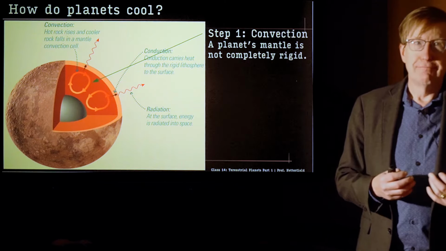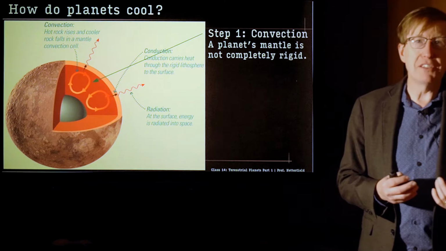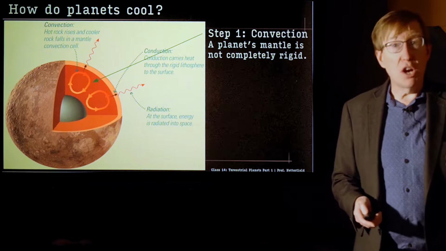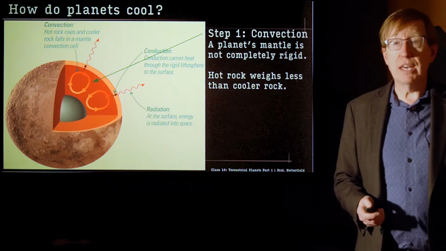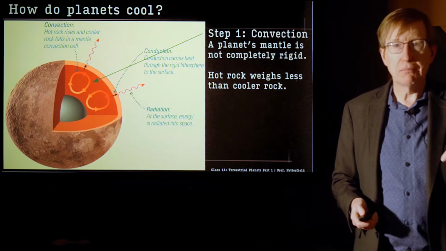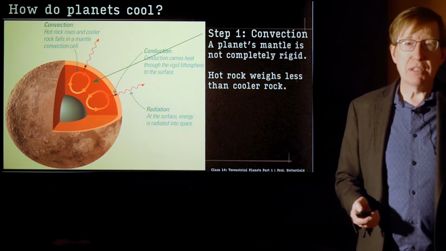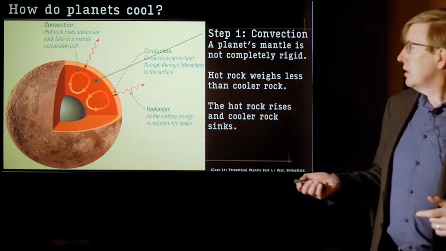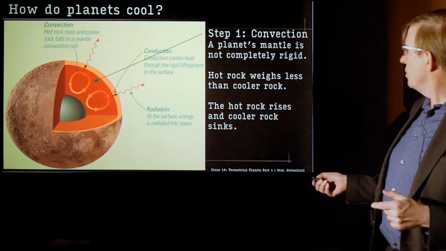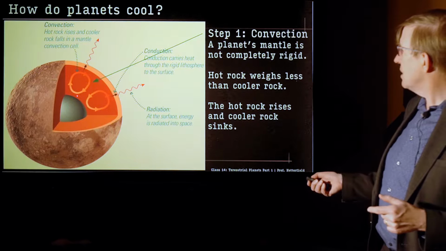Almost like you can slowly bend the rock and it doesn't break, like taffy. The planet's mantle is not completely rigid. It turns out that hot rock, or hot mantle material, weighs less than cooler rock. So what happens is that the hot rock rises. It kind of floats up and cools, and then it sinks, and you get these convection cells.